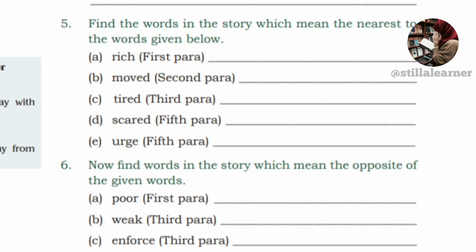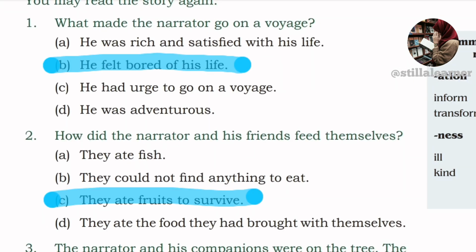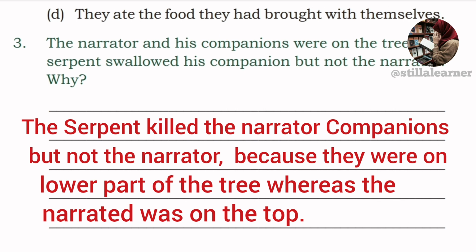Okay, so here you go. First question is, what made the narrator go on a voyage? Answer is B. He felt bored of his life. Second question is, how did the narrator and his friends feed themselves? Answer is C. They ate fruits to survive. Next, third question is, the narrator and his companions were on the tree. The serpent swallowed his companions but not the narrator. Why? The answer is, the serpent killed the narrator's companions but not the narrator because they were on the lower part of the tree whereas the narrator was on the top.